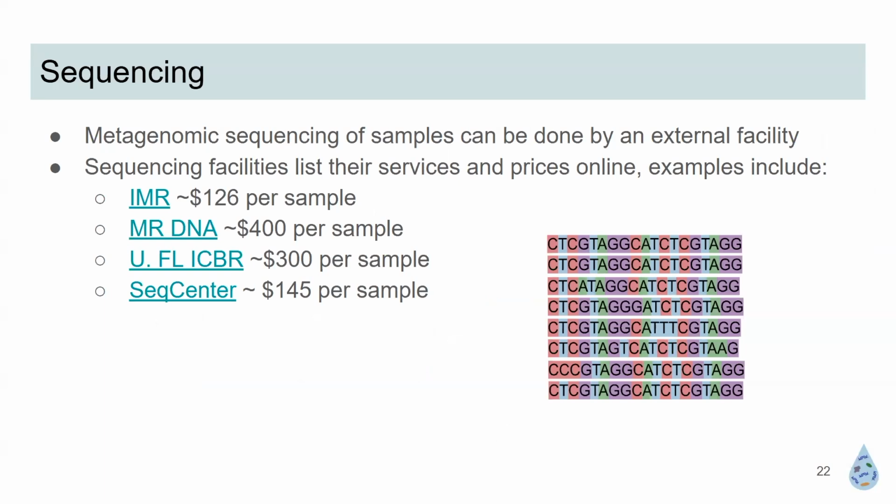So metagenomic sequencing of samples can be done by an external facility. Most of these sequencing facilities will list their services and their prices online. So here is a list of just a few sequencing facilities. This PowerPoint has the links to the websites. And then this is an example of the cost per sample.